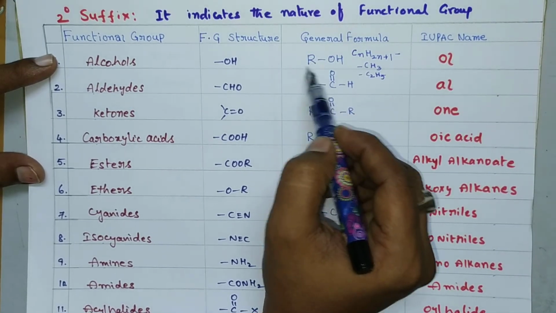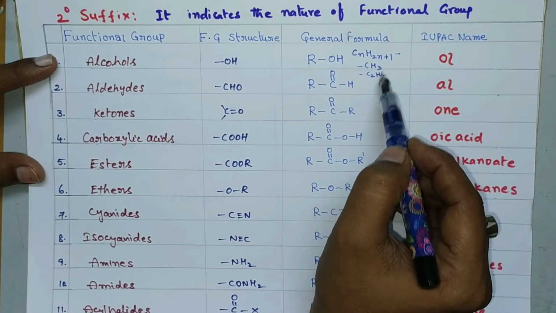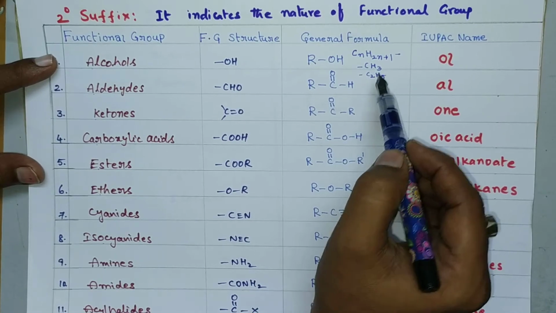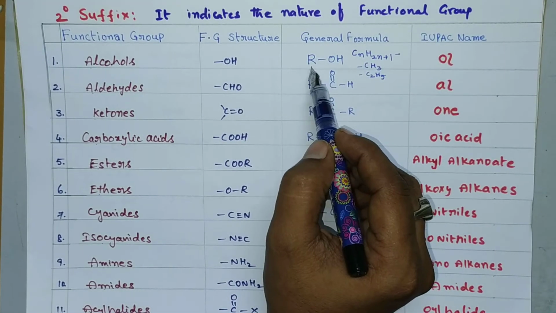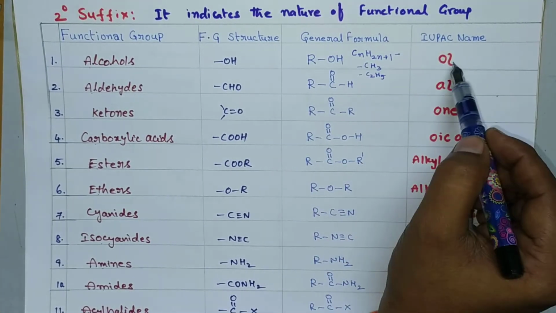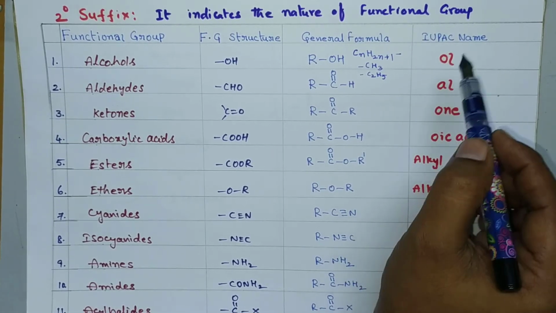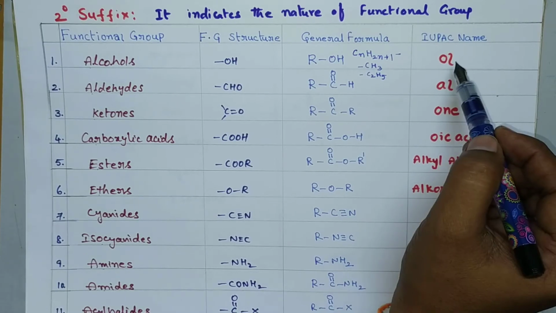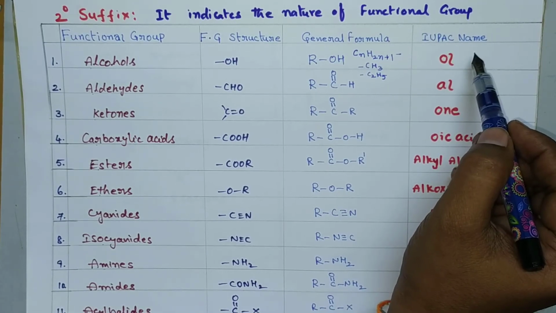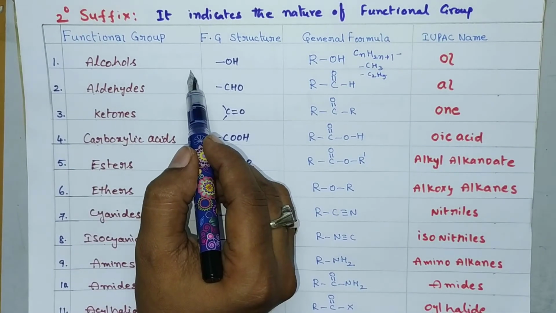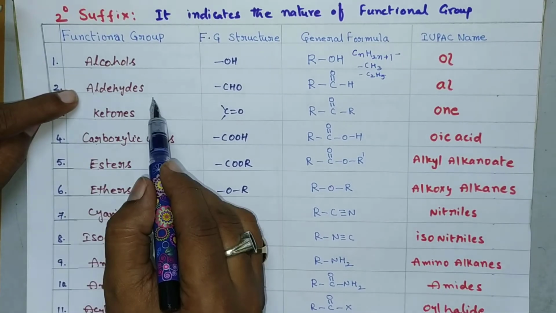So you can put R is equal to C2H5 or CH3, any one. Okay, so the general formula of alcohols is ROH. It can be called alkanols in the IUPAC system. So at the place of the secondary suffix, you have to put "ol" when the given molecule is an alcohol. Okay, clear?